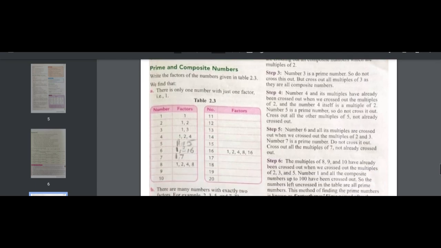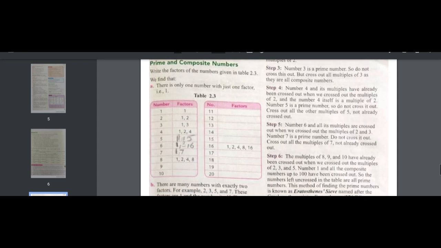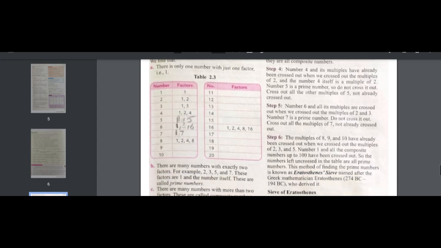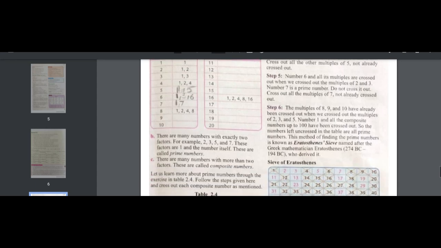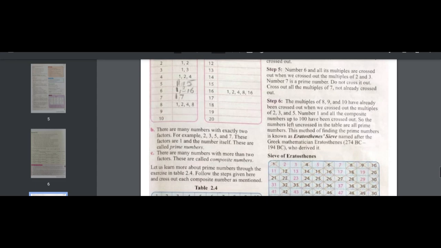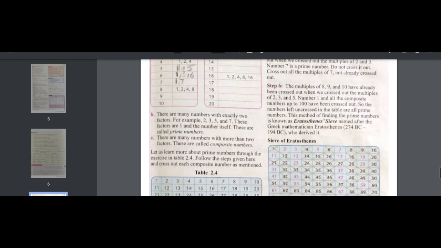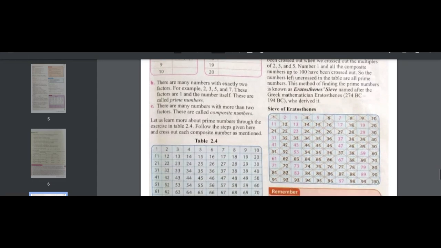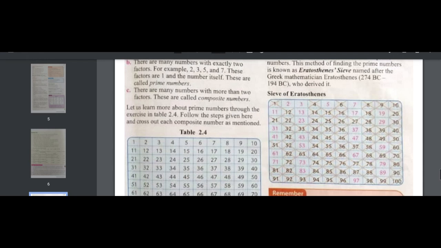Number 3 is a prime number, but number 4 is a composite number, and number 5 is a prime number, and the numbers 8, 9, 10 are also composite numbers, but 2, 3, 5 are prime numbers. So you have to find them. So we have done this. On the next table they just give the solution. So 1 is also a composite number.